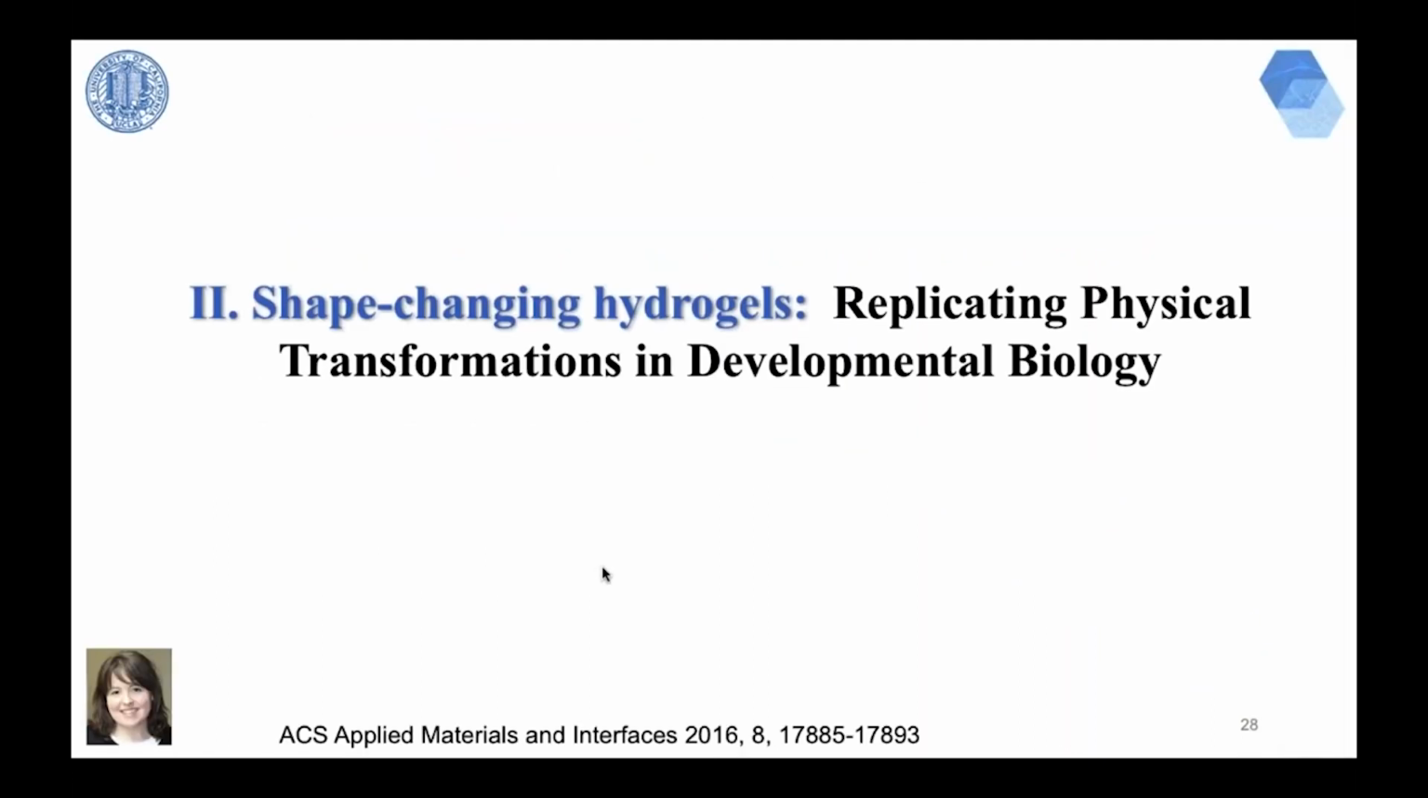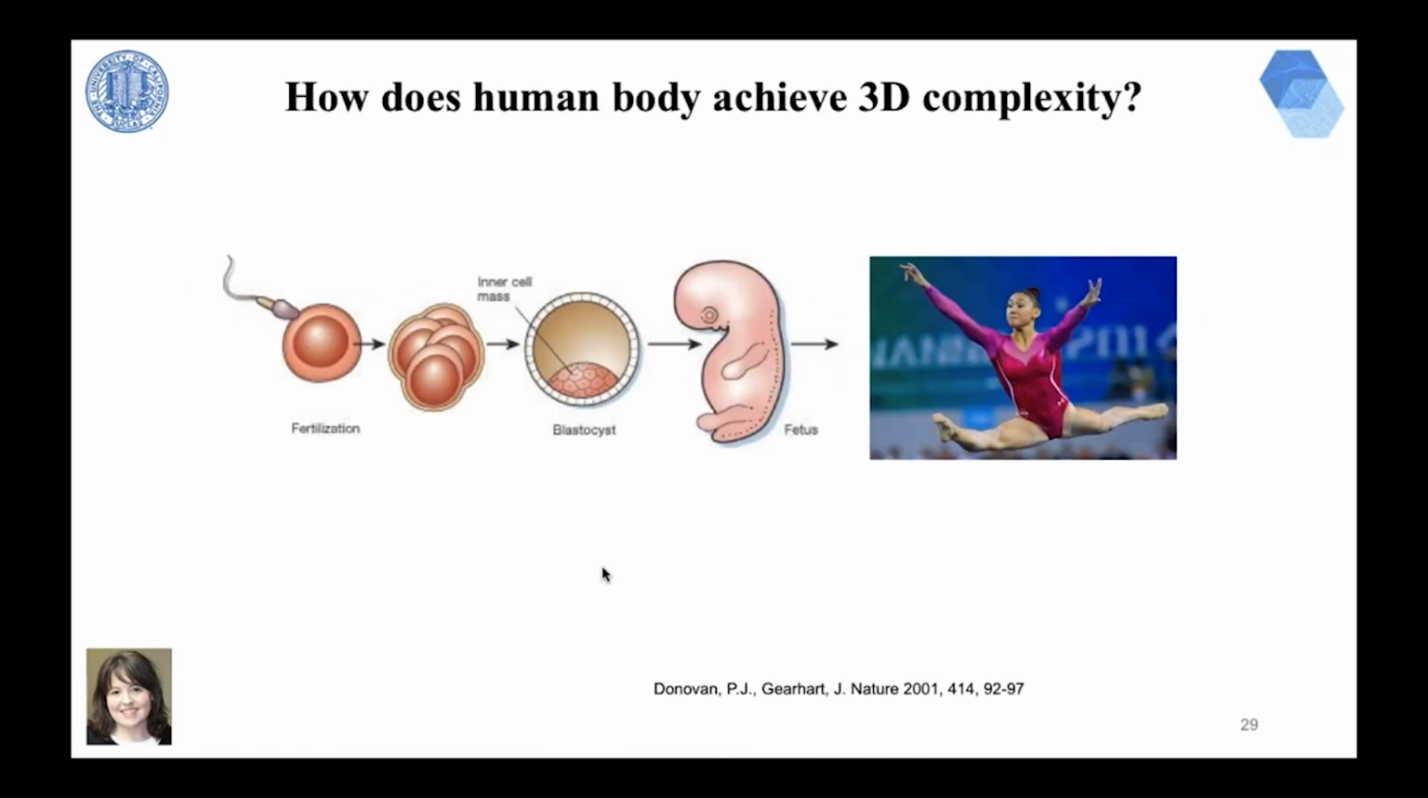So now I want to move on to a new story, but we're still going to be using the same photodegradable hydrogels. And in this one, I'll be talking about shape-changing hydrogels with the goal towards replicating physical transformations in developmental biology. So in this case, we started with a very simple question. How do we, as human beings, go from a homogeneous mass of cells, seen here as the inner cell mass, to the fully formed human being that we see here? This is a UCLA gymnast, Kyla Ross, who also happens to be a student in our department and a former Olympian.